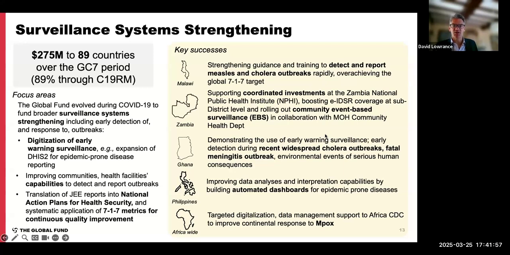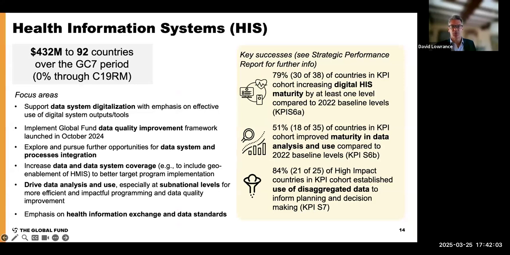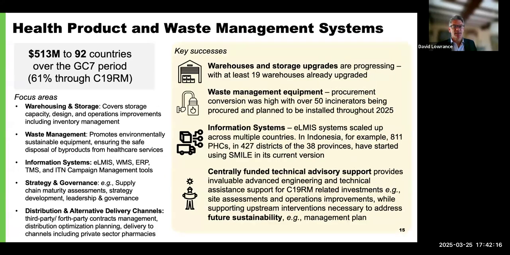So that said, RJ, I think we can slowly move through the next few slides. I don't think we have time to go through all of them, but there are some nice examples here in health information systems, and then, as we keep going, health product and waste management systems. Here you see a lot on the infrastructure side, which we know is going to be really important in this current moment, and the information systems, the ability to monitor supply chain from central down to depot, facility, and community levels. Next slide.